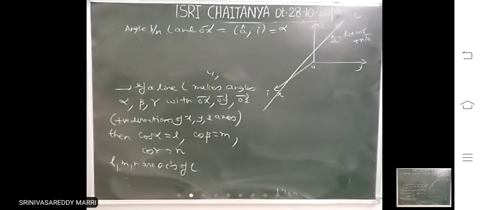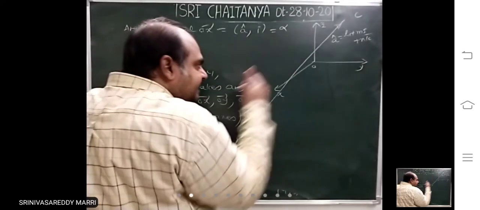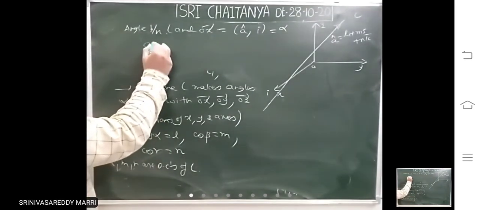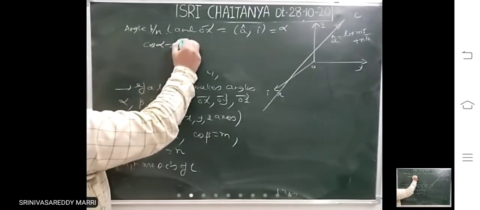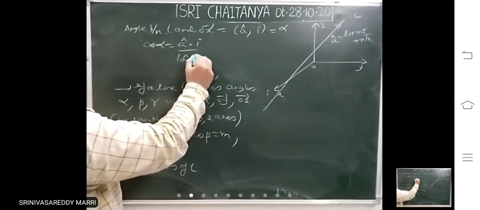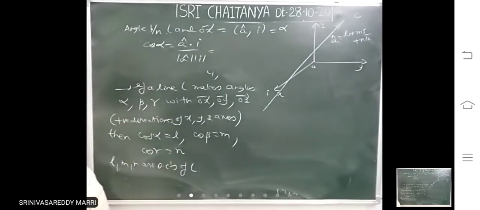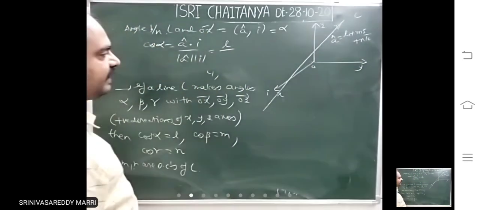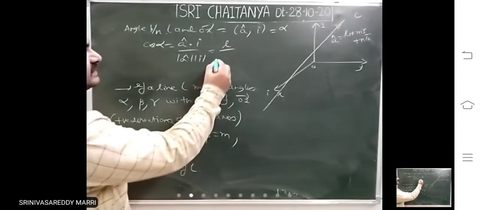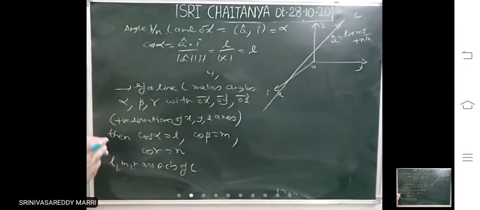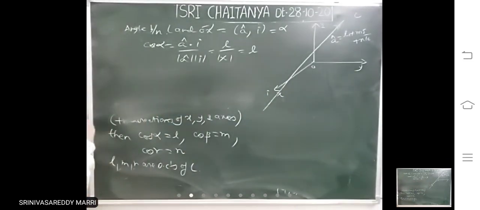Angle between the line and x-axis OX bar. OX bar means the vector in that direction is what? I. That means according to the dot product formula, cos alpha is nothing but A cap dot I divided by modulus A cap into modulus I. What is A cap? This one. That means L divided by modulus A cap, which is unit vector 1. So L is what? Cos alpha.